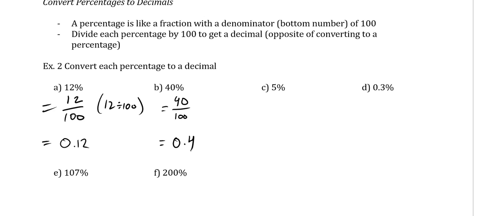So a lot of people had 0.4 for that first one. Very good. Some of these are like the same question from above, but going the other direction. Who can give me the answer for C? Donovan? 0.05. Very nice. Or 5 over 100.